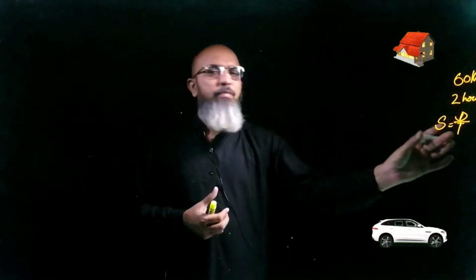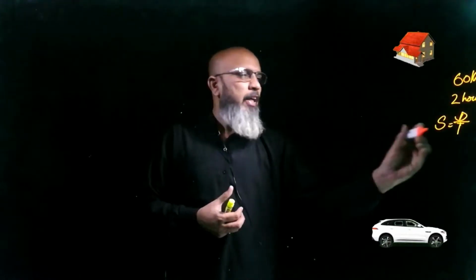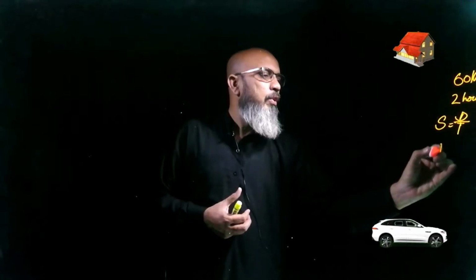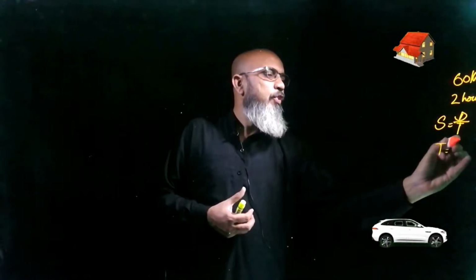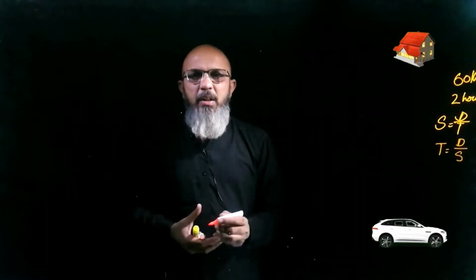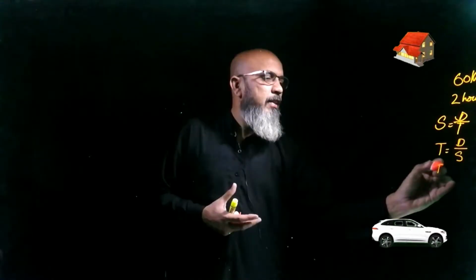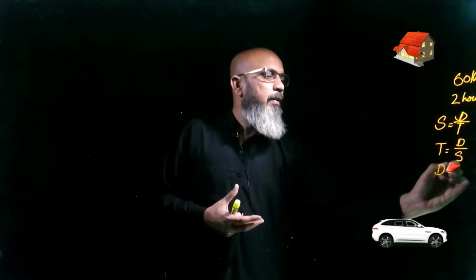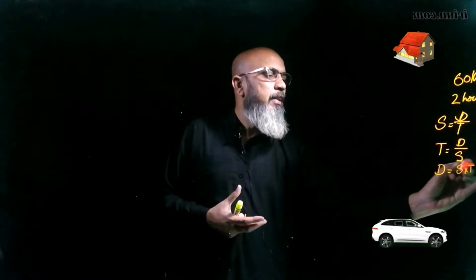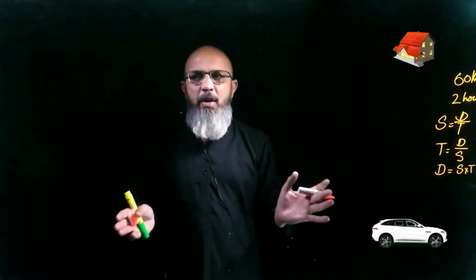Now we can derive two more formulas from this one. Speed is equal to distance over time. If you need to calculate the time, you will divide distance by speed, right? The third thing is, if you need to find the distance, you simply multiply speed with the time. So by these three formulas you can calculate speed, distance and time if two values are given to you.